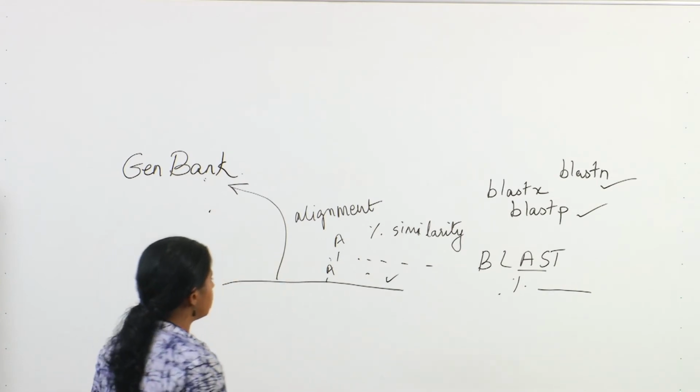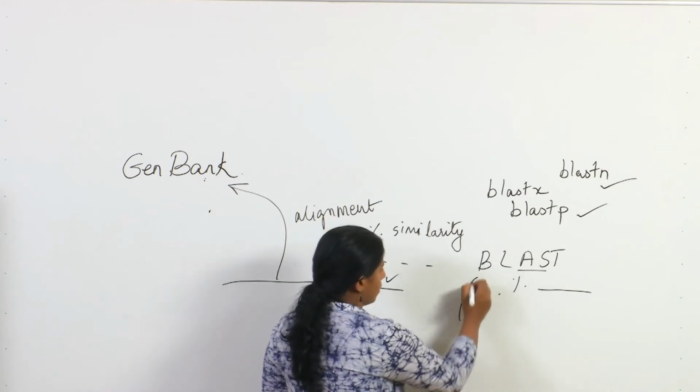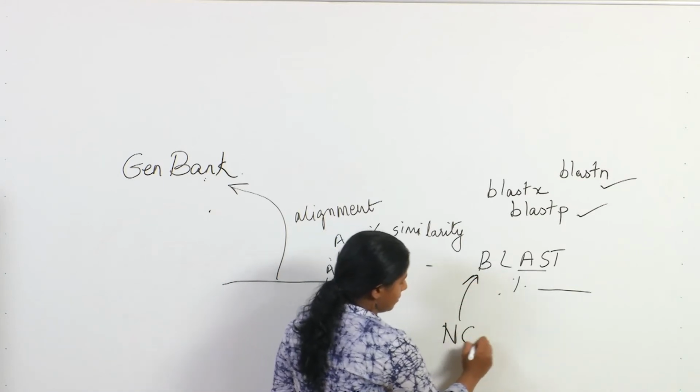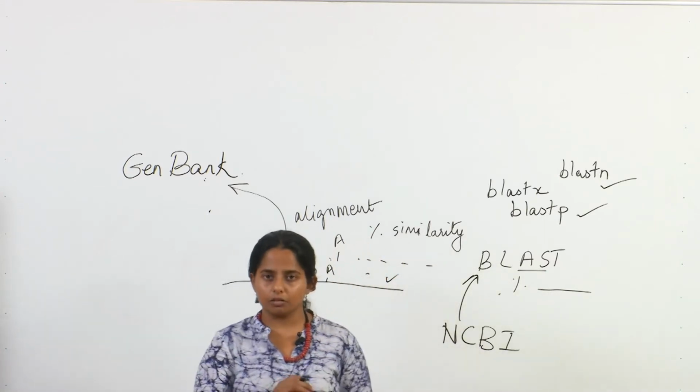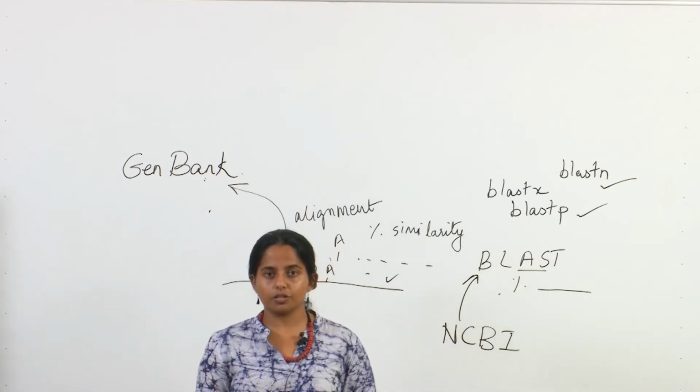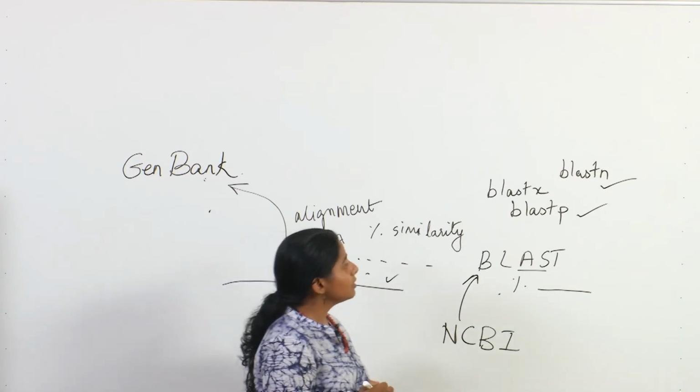By the way, the BLAST database is maintained by NCBI. So you can download the NCBI BLAST database and then do the alignment locally on your server, on your computer. So BLAST N and BLAST P.